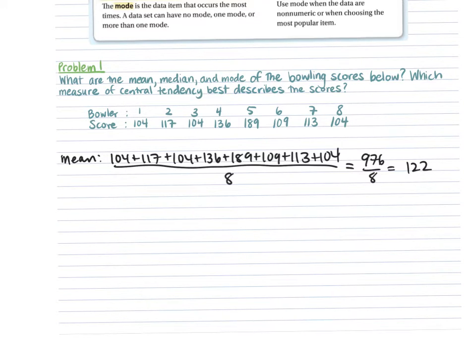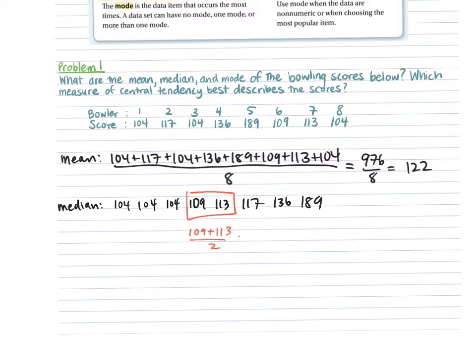Let's look next at the median. That's going to be the middle value. So if we put them in order, 109, 113, 117, and so on, there are 8 values. We just put them in order. Since there are 8, we're looking at the 2 middle ones, and we're going to take the average of those. So 109 plus 113 divided by 2 is 111.